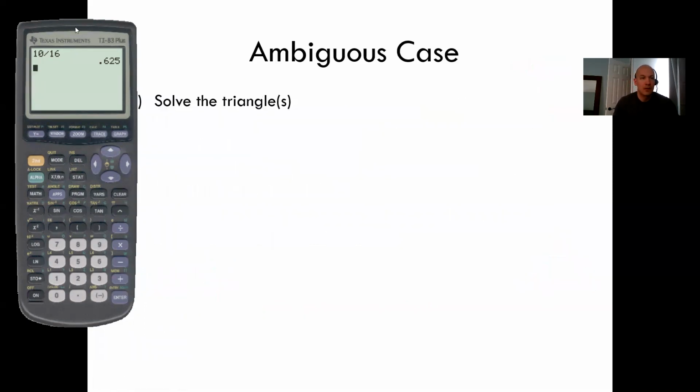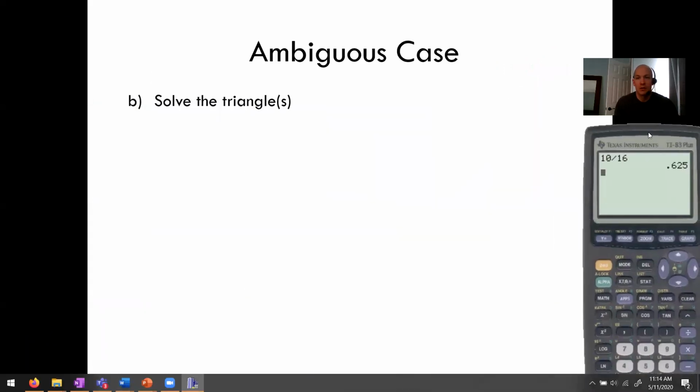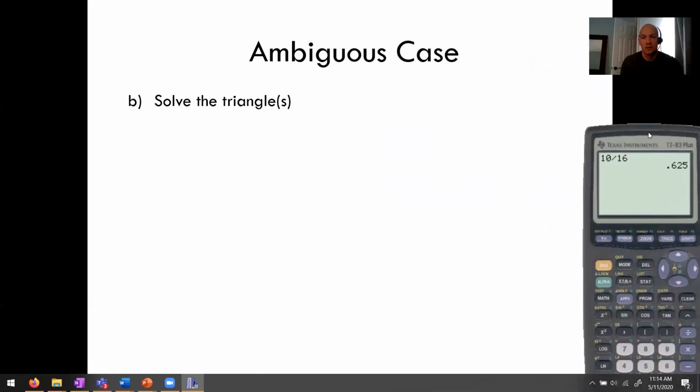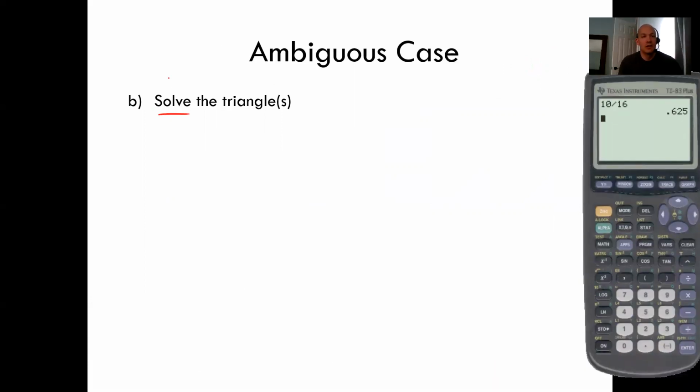So now this part here says solve the triangle. So I'm going to move that out of the way for now. My beautiful face up there. There we go. So what it means by solve the triangles here is all sides and all angles. This is just a simple way of saying all sides and all angles.